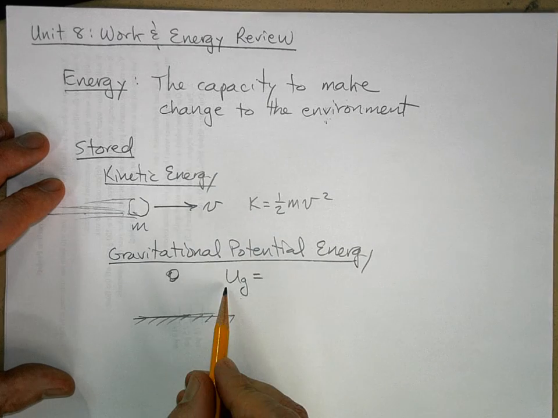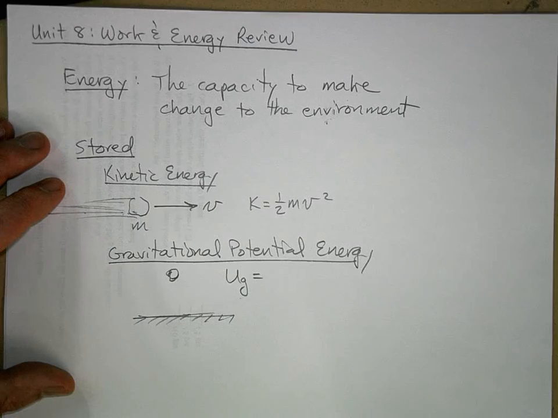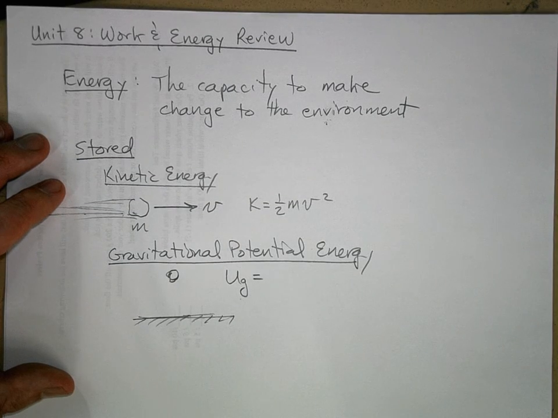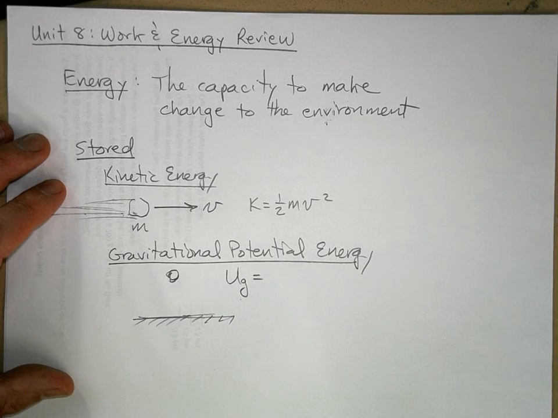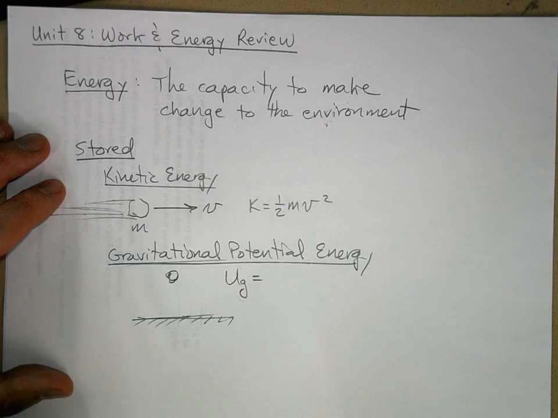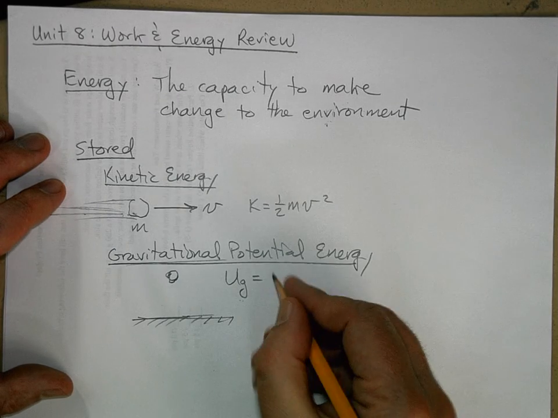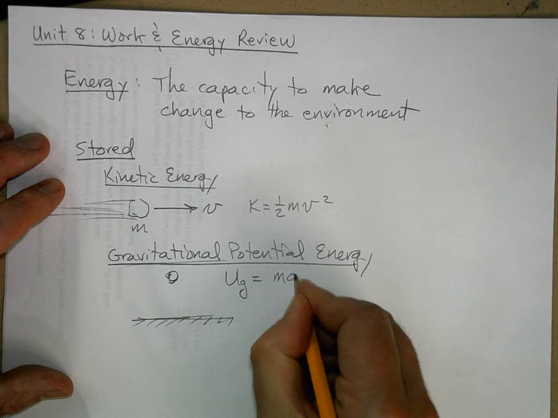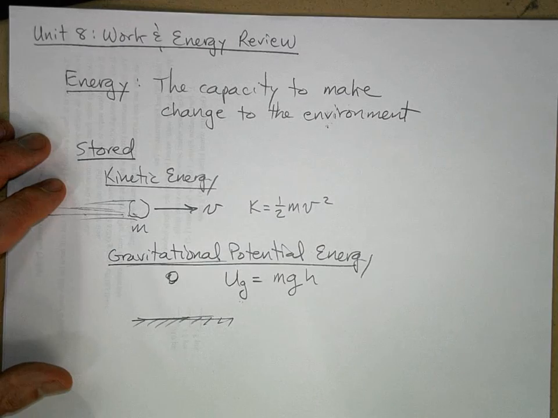What does the U stand for? Potential energy. I don't know why we use the letter U to represent potential energy, but we do. Very common variable name for potential energy. The G refers to gravity. And now, how much work can it do? And we haven't defined work yet, but we will in a minute. Well, it's the force times the displacement, mgh.